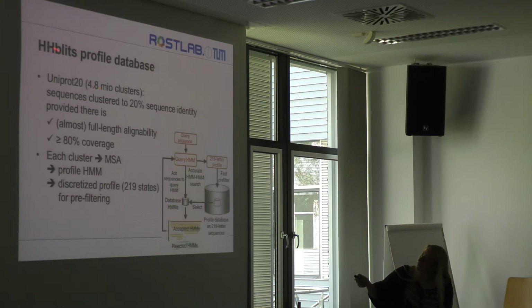So in UniProt 20, you've got about 4.8 million clusters where sequences are clustered together if they have more than 20% sequence identity, and almost the full length of their sequence is covered, and they have 80% coverage. Each cluster has a multiple sequence alignment, each cluster has a profile, and each cluster also has this 1D representation of the profile. So that's the information that is put together in this UniProt 20 thing.